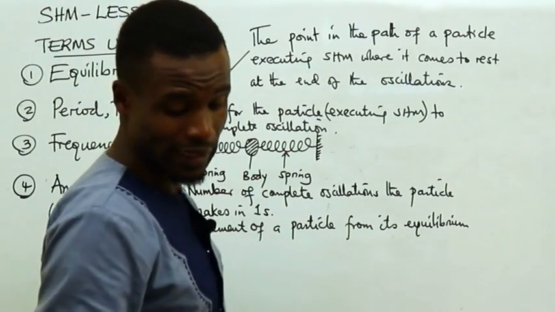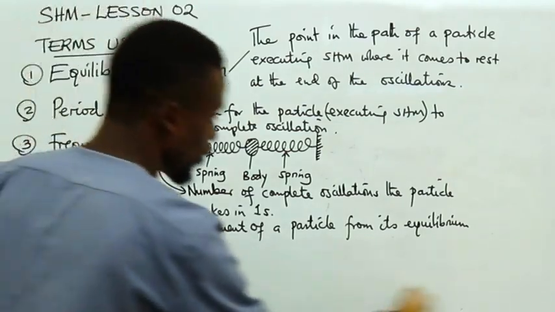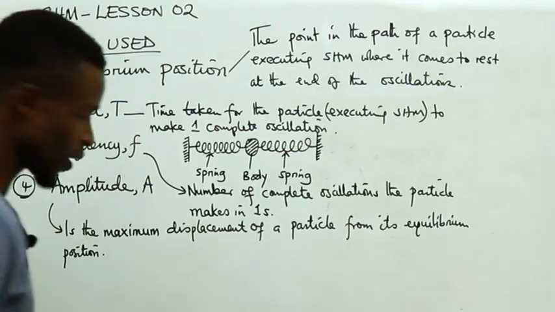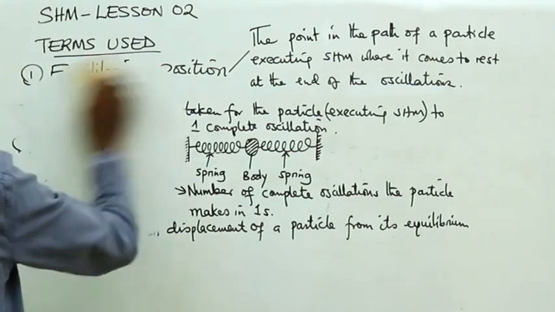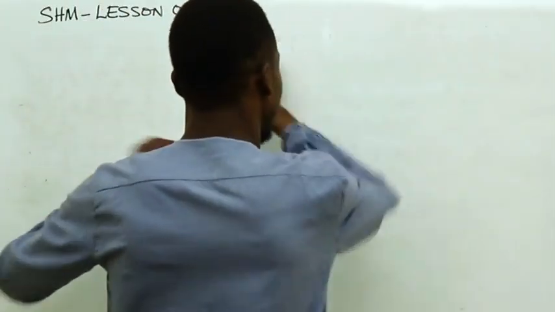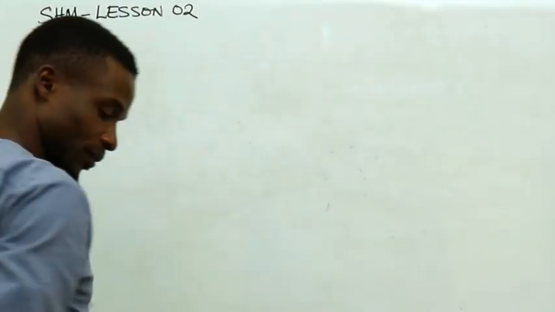So can we now look at the equations that we use? What are the equations that we use? Remember, simple harmonic motion is related to circular motion in a very simple way. Simple harmonic motion and circular motion, they are related. They are brothers and sisters. Someone may be wondering, how are they related?